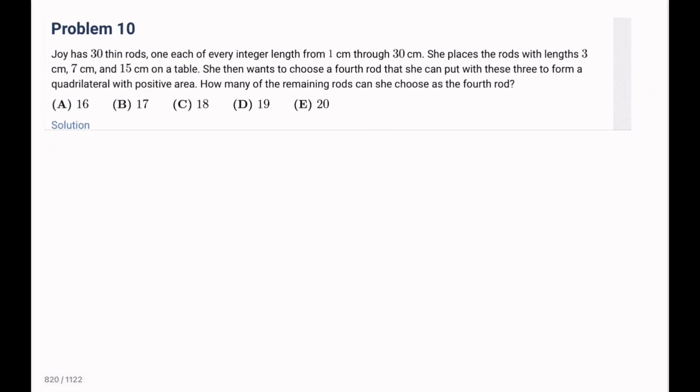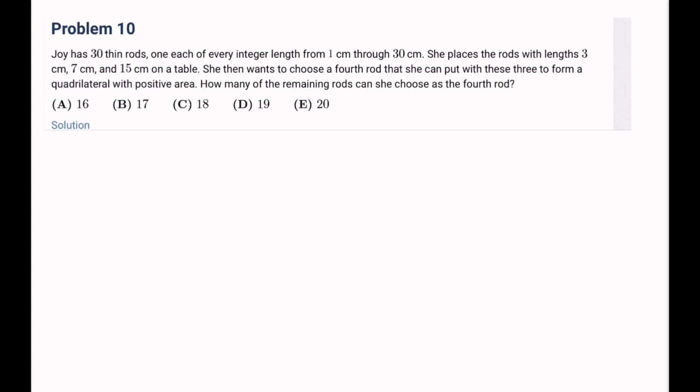Number 10, Joy has 30 thin rods, one of each every integer length from 1 centimeter through 30 centimeters. She places the rods with lengths 3 centimeters, 7 centimeters, and 15 centimeters on a table. She then wants to choose a fourth rod that she can put with these three to form a quadrilateral with positive area. How many of the remaining rods can she choose as the fourth rod?